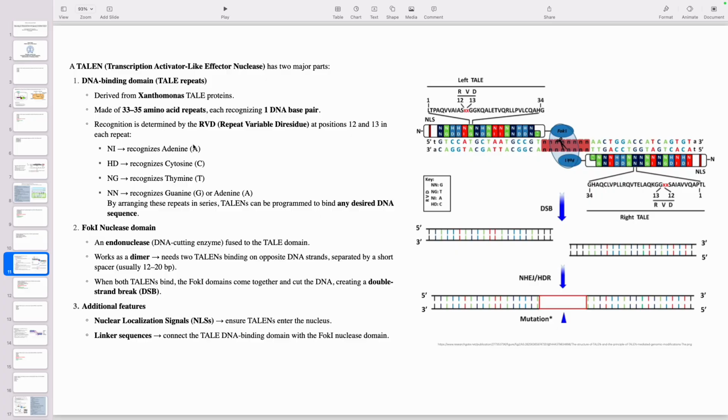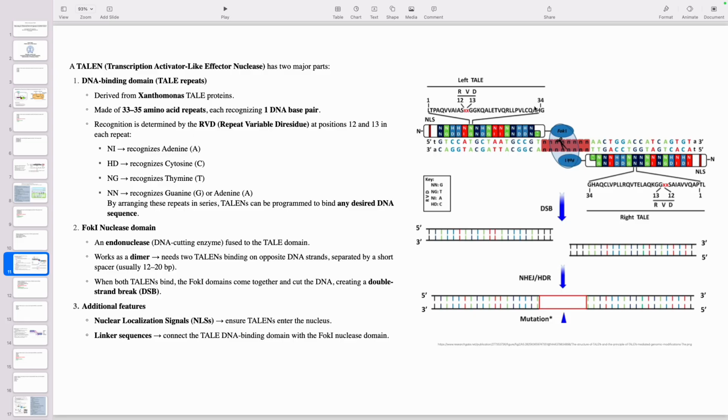So here are some of the amino acids which are present at the 12th and the 13th position and recognize the specific DNA base pair. By arranging these repeats in series, the TALEN can be programmed to bind any desired DNA sequence. So this is the structure of the TAL protein. In this question, it was asked what is the function of the TALEN.